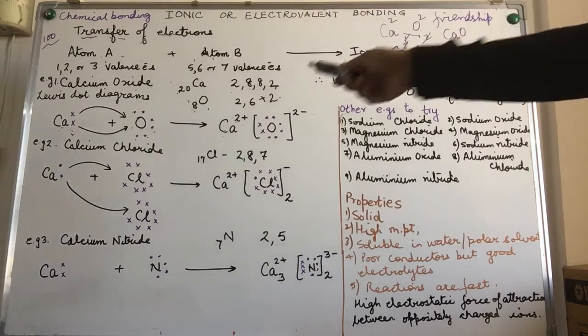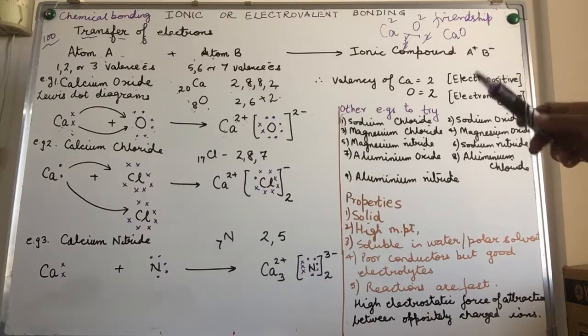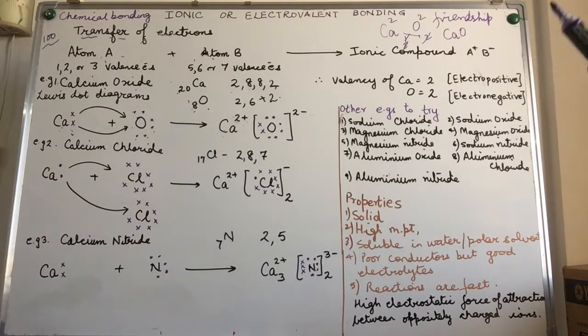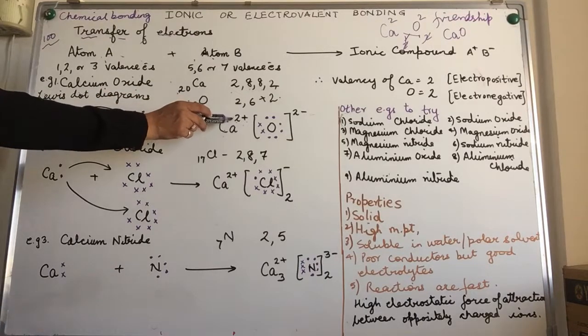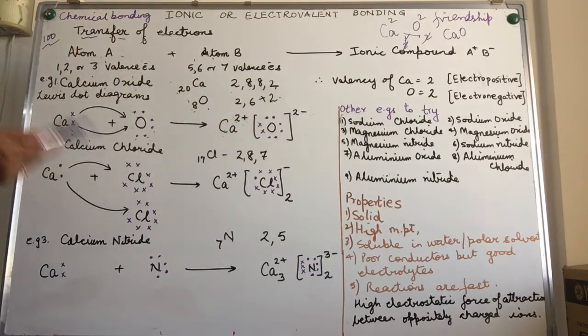Here, this number also helps us to know the valency. That is why, if you correlate to symbols and valencies, the valency of calcium is 2 and the valency of oxygen is also 2. But it is the charges which are different. Their oxidation state is 2 positive. Oxidation state of oxygen would be 2 negative.